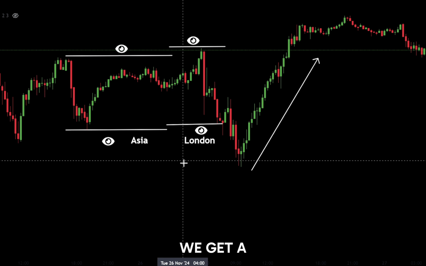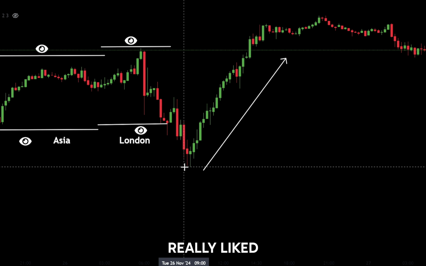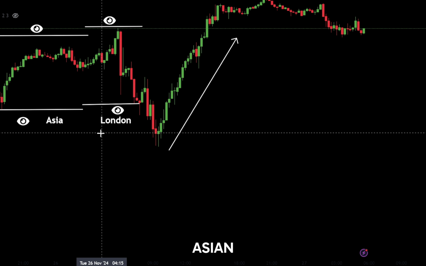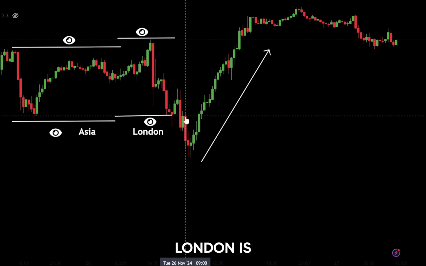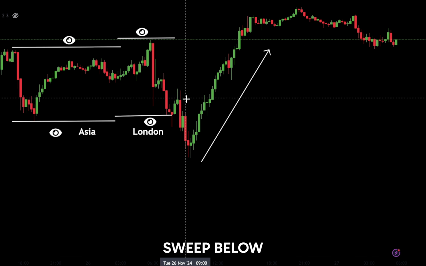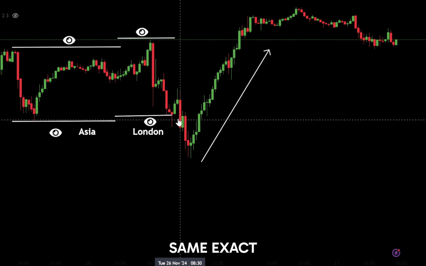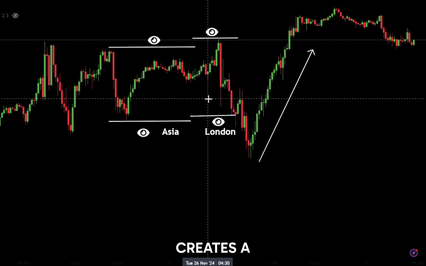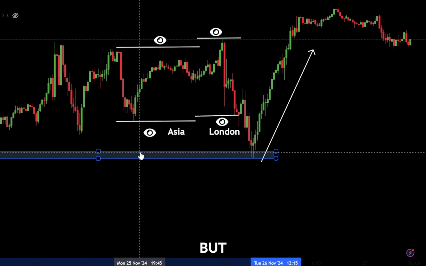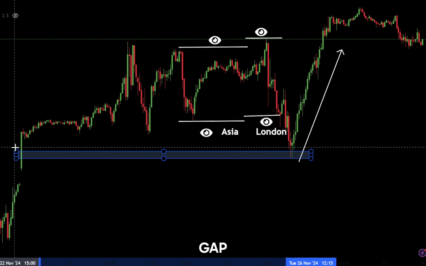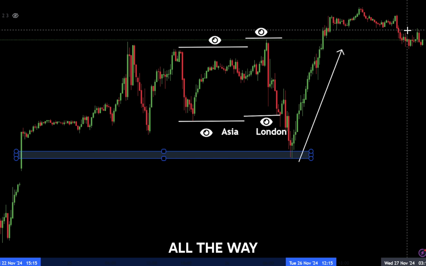Some days, though, we get a double sweep, which is what I really like. This is my favorite type of liquidity sweep to have. So we see that Asia is in consolidation. London is also in consolidation. We get a sweep below both London and also Asia at the same exact time. That creates a very high probability. But as you guys can see here, we just didn't sweep. We tapped into this gap over here, rejected all the way higher.